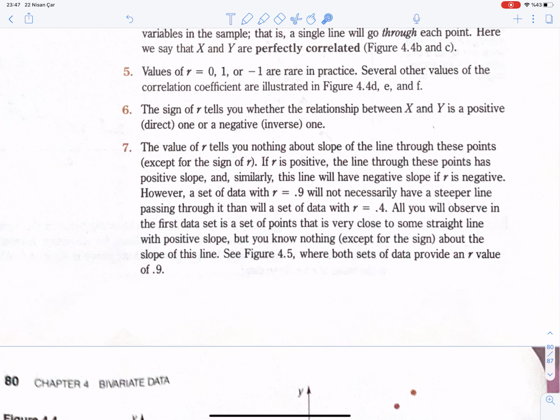Okay, the sixth one is that the sign of R tells you whether the relationship between X and Y is a positive, direct relationship, or a negative, inverse or reverse relationship. So the sign is very significant. If it is positive, we understand that there is a direct relationship, and for a negative, reverse or inverse relationship, you should find a negative correlation. The seventh one, the value of R tells you nothing about the slope.